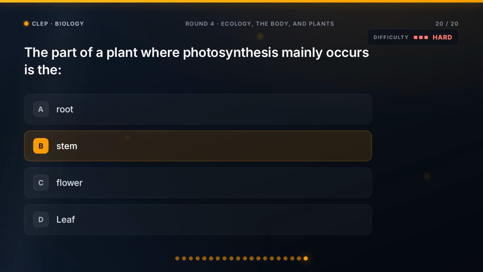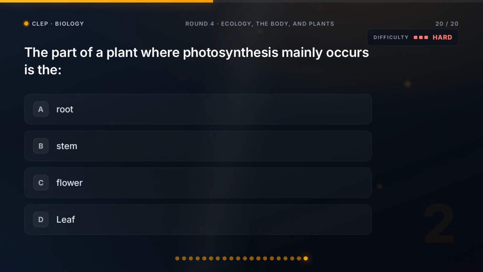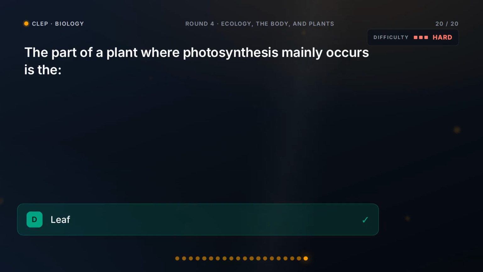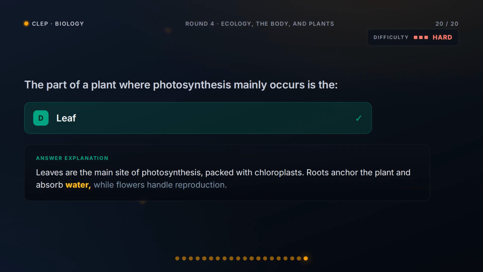Question 20. The part of a plant where photosynthesis mainly occurs is the A. Root. B. Stem. C. Flower. D. Leaf. The answer is D. Leaf. Leaves are the main site of photosynthesis, packed with chloroplasts. Roots anchor the plant and absorb water, while flowers handle reproduction.